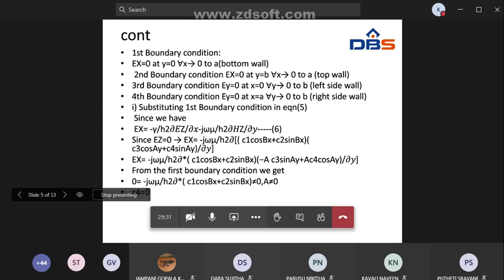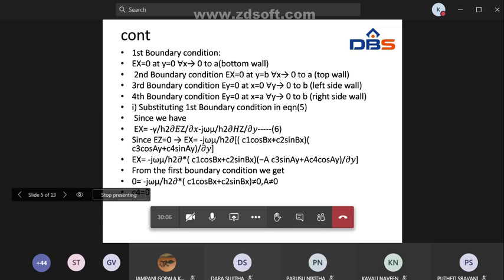So substitute the first boundary condition in the equation 5. So we know that Ex equal to minus gamma by h square dou Ez by dou x minus j omega mu by h square dou Hz by dou y, right? So we know this equation, the Ex equation.